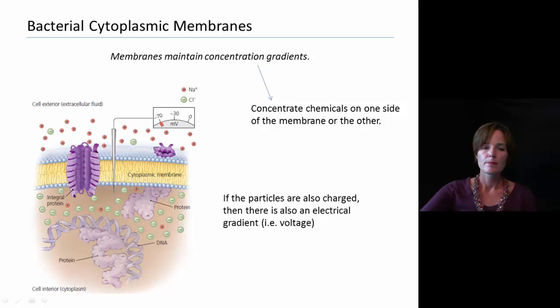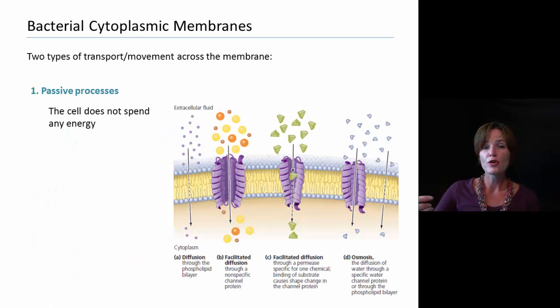So if we talk about moving and things coming across that membrane, we will have two types of transport, or two types of movement to get things across the membrane. The first type is passive processes. And if you just think about that word passive, passive kind of means that you just let everything go. With passive processes, the cell does not really have to expend energy. It doesn't have to do much to make them happen.